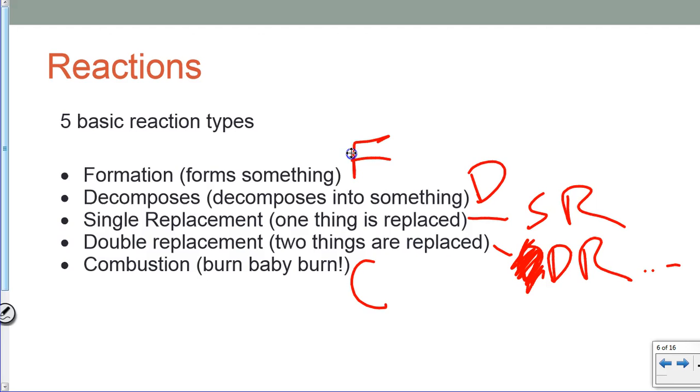It's just a DR. Now, the combustion one leads us to, guys, an important demo that we need to do. So here it goes.